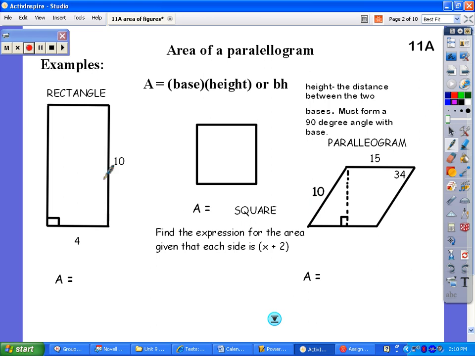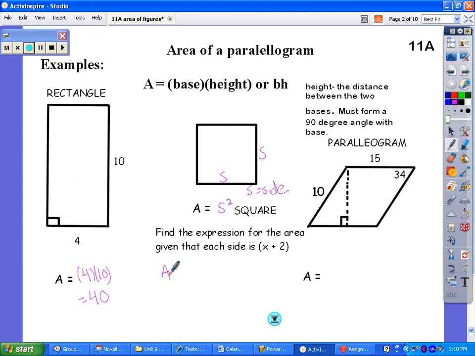So for this, we have a rectangle. This one's pretty easy. We have the base of 4 and the height is 10, so the area is 40. For a square, one thing you have to remember is that a lot of times they're not going to give you more than one side of a square, but all the sides are equal. So the base and the height are the same. A lot of times for the area of a square, they say it's s squared, and s stands for a side. So that's another way to write the formula for a square. But you can just remember base times height, and that base and height are equal.